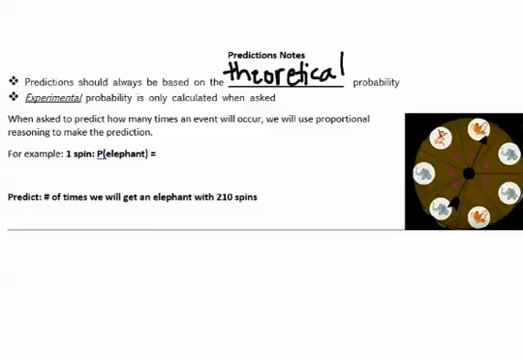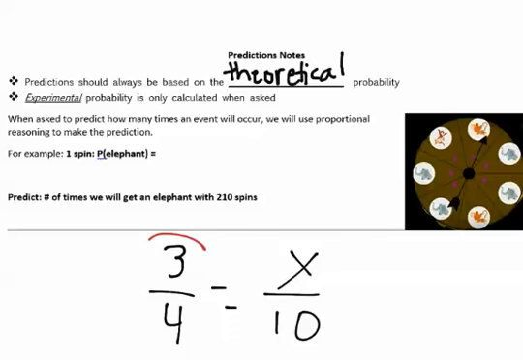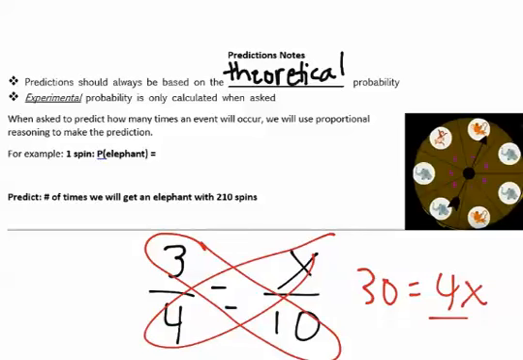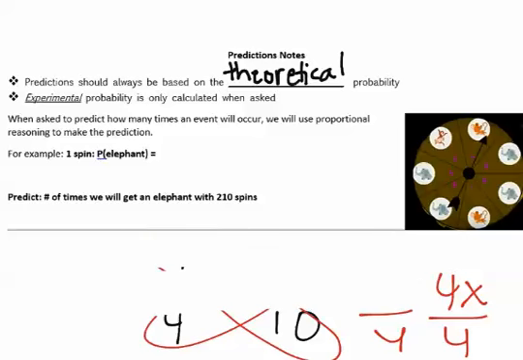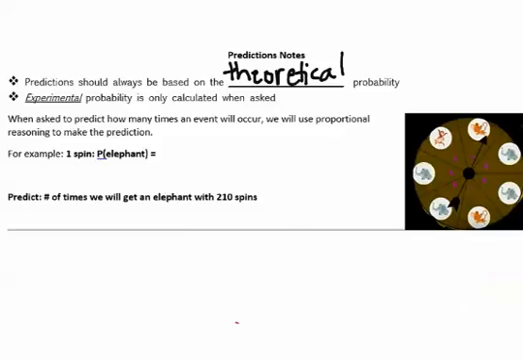When we are asked to predict how many times an event will occur, we are going to use proportional reasoning. So remember, back to proportions, we have two ratios set up equal to each other. You do not need to write this. We used word ratios, and if there were no words, we would cross multiply. Just a reminder, 3 times 10 would be 30 equals 4x, and then we would divide by 4 on both sides. Alright, so that's the reasoning that we're going to use. We're going to use proportions with probability today.